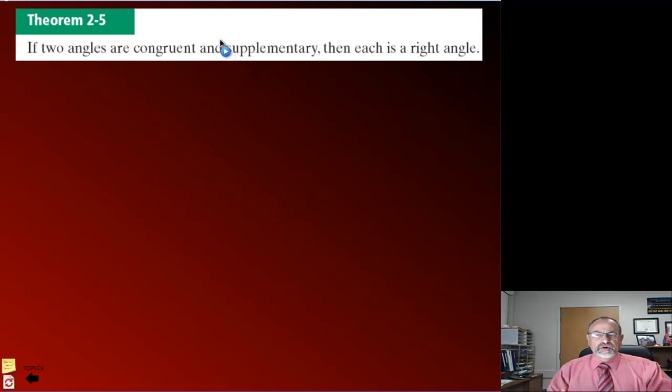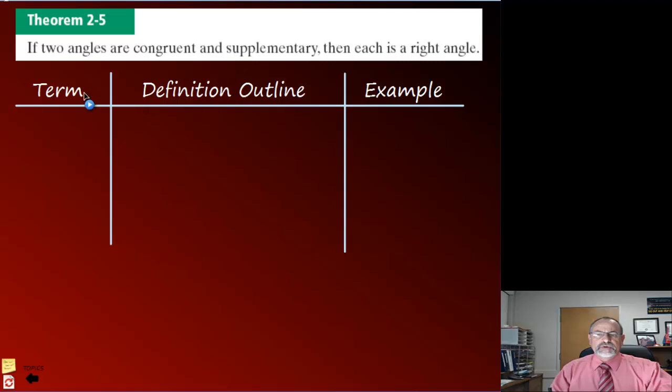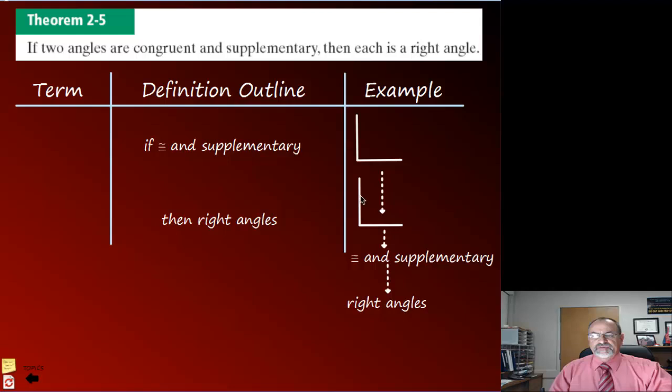Another theorem, again with no name, so we would have to write it out if we're using it in a proof. If two angles are congruent, meaning they're equal to each other, and they're supplementary, meaning they add up to 180, the only way for the two angles to be equal and add up to 180 at the same time is if they both measure 90, making them right angles. So if two angles are congruent and supplementary, then they each have to be a right angle. If you have this angle and you add it to this angle and we know it equals 180, then these have to be right angles.